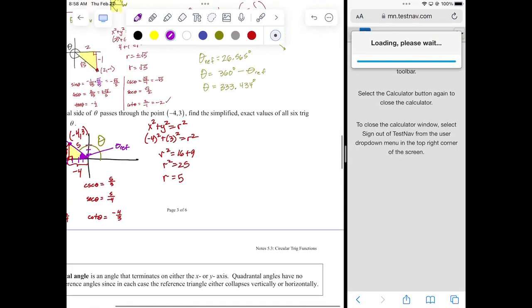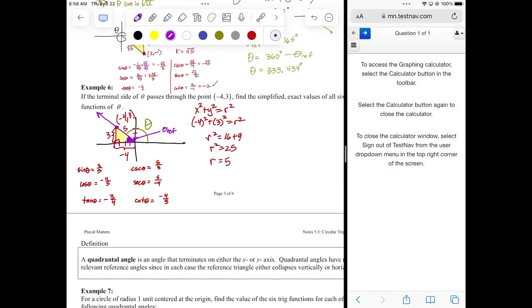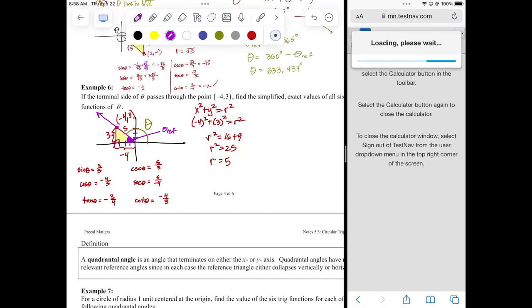Yeah, let's take a look. Yeah, we get to choose. Since we've been doing it in degrees, let's just for now stay in degrees.